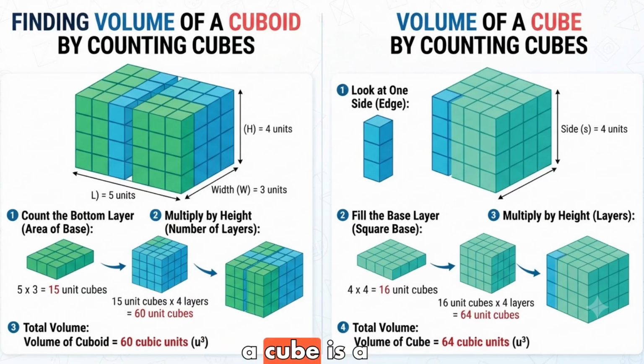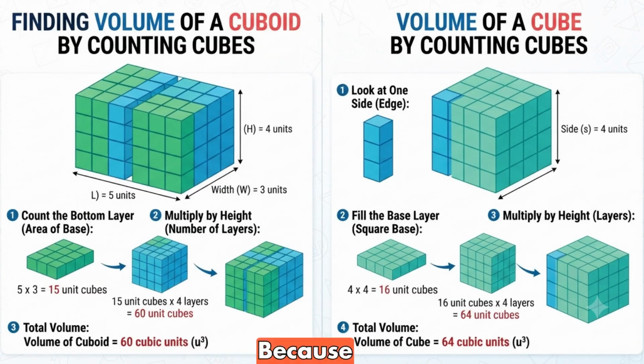Finding the volume of a cube. A cube is a special shape where the length, width, and height are all the same number. To find its volume using counting, look at one side. Count how many blocks make up one edge of the cube. Fill the base. Since it is a square base, multiply that number by itself to see how many blocks are in the very bottom layer.